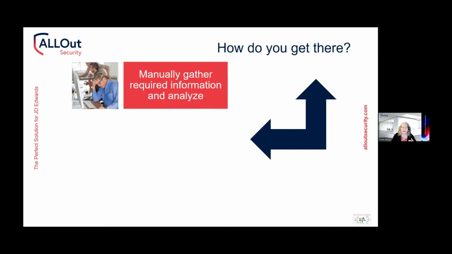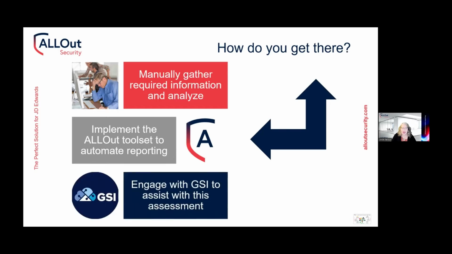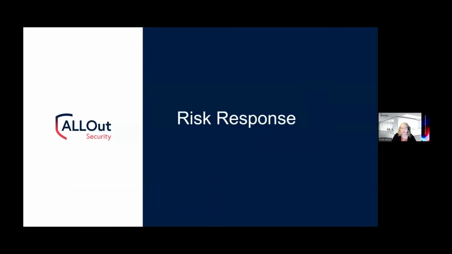But you have additional audit requirements. You have additional human involvement, which introduces risk, and you also have a lot of labor. So you can implement the ALLOut tool set to support some of that, and we'll look at some of the reporting as we go through this demo today. And you can always engage with GSI to assist you with that initial risk assessment and understand where you stand. Once you've done the assessment and figured out where you stand, then you've got your response.